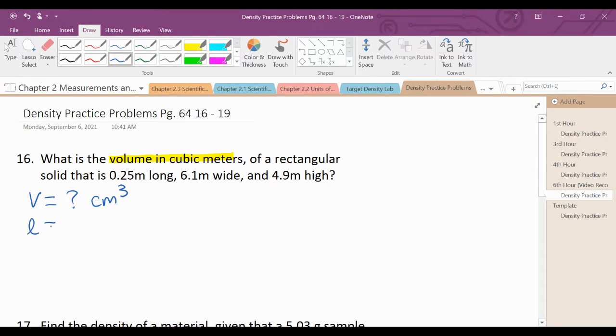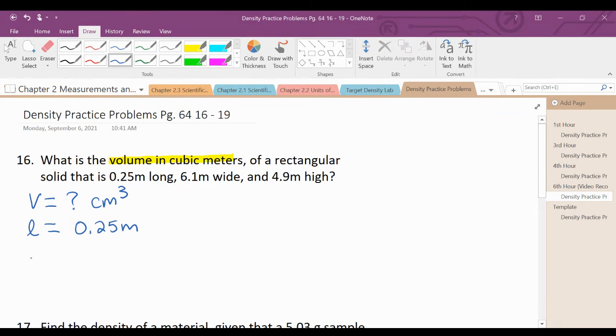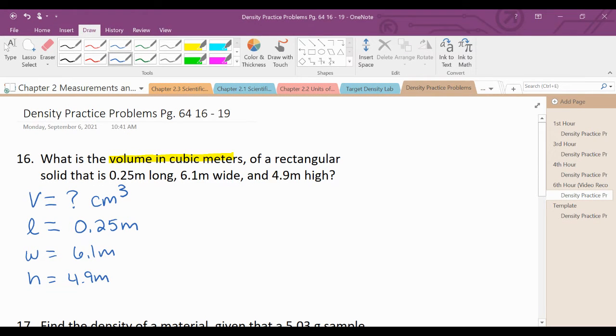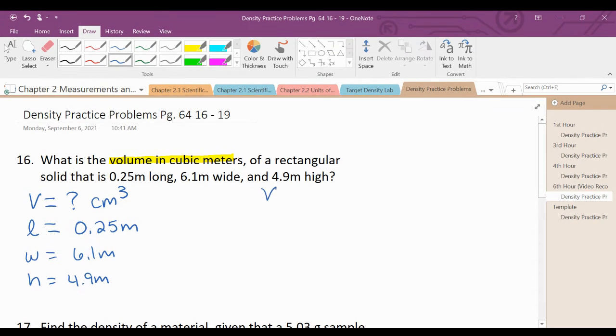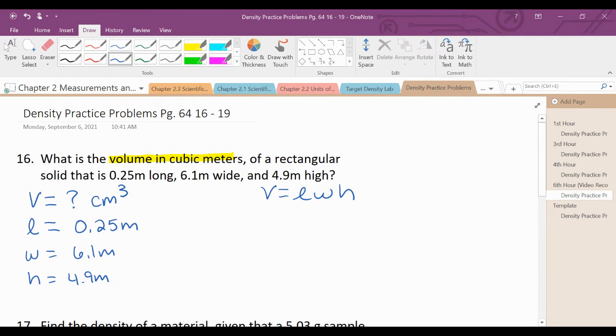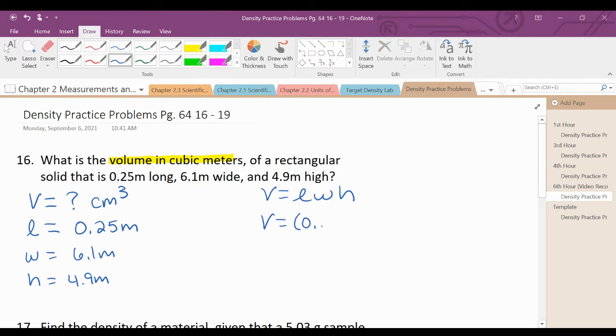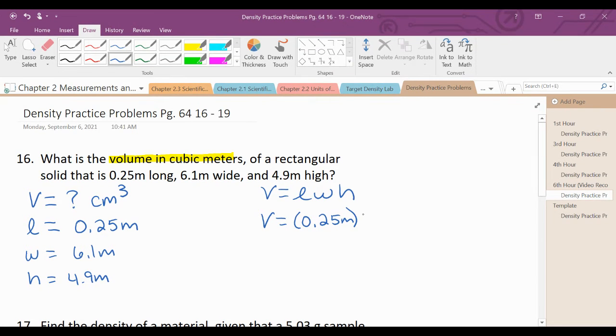So we want to find the volume. We know our length. We know how wide. And we know how high. So volume equals length times width times height. I plug in my measurements into my equation.